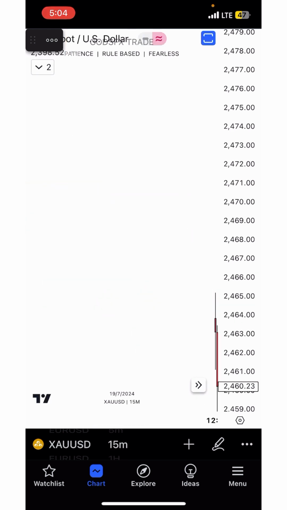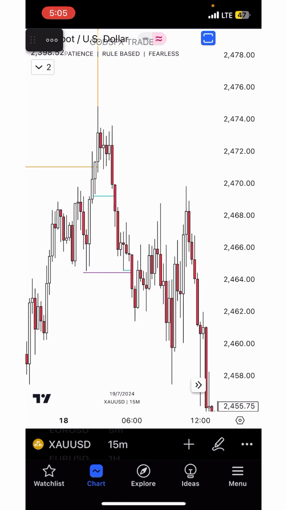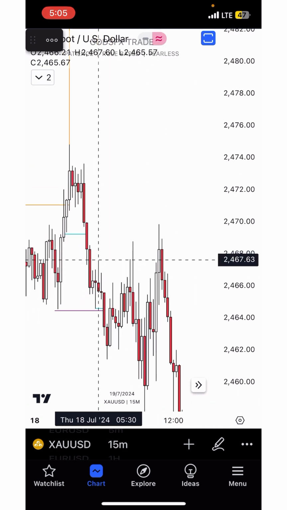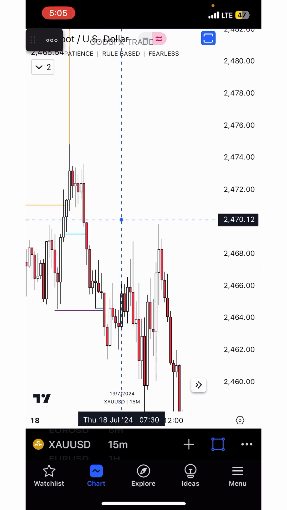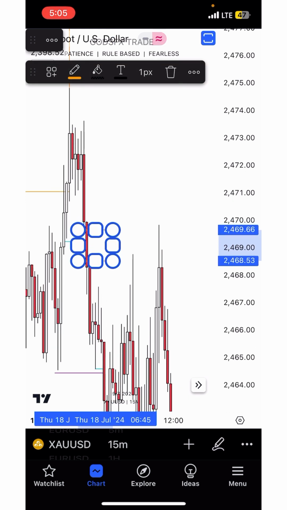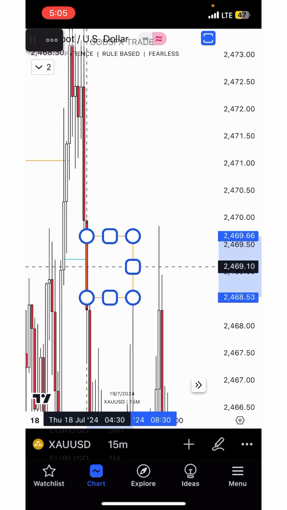So after I found out that my 15 minutes had changed character, that's when I now knew that this 5 minutes high will serve as what? As liquidity. That's why I chose this imbalance here as my level of entry.